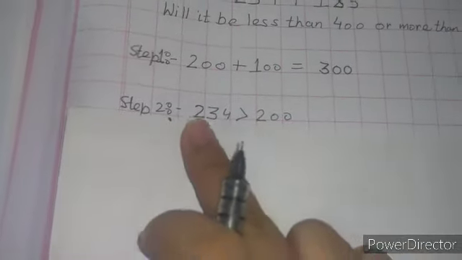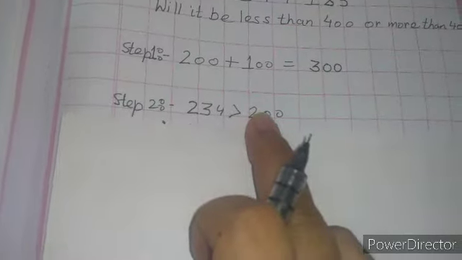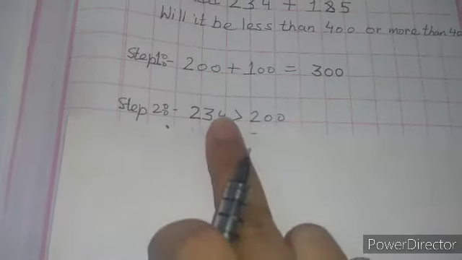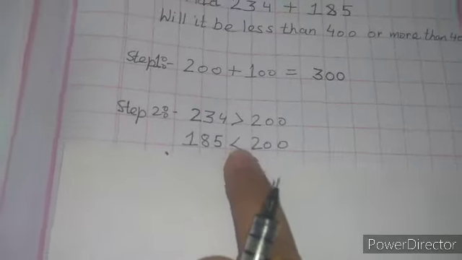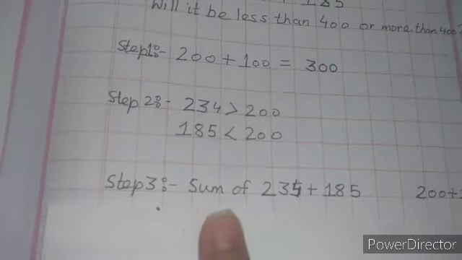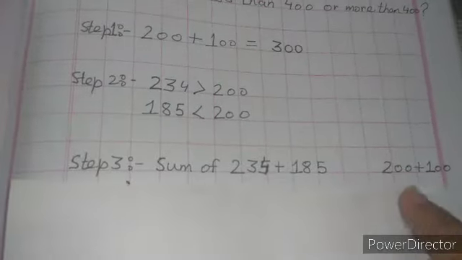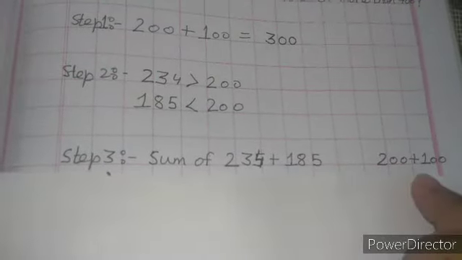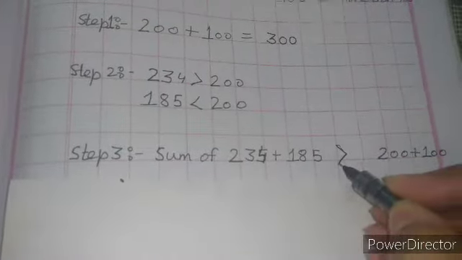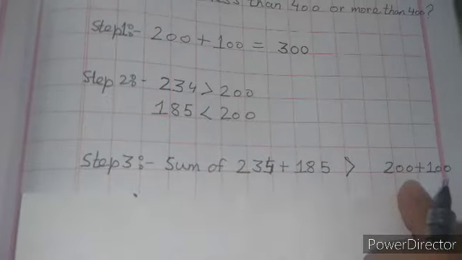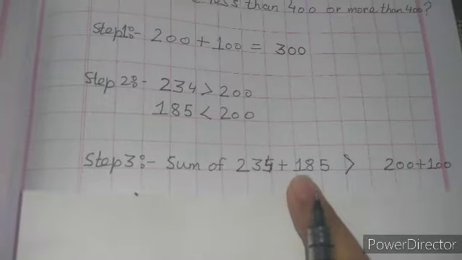Now the next step is to see whether 234 is greater than 200. Yes, it is greater than 200. And is 185 greater than 200? No, it is less than 200. So what we will do next is to sum 234 plus 185, and see which number will be greater. Obviously we know this will be greater. So this was 300, so this will be more than 400.